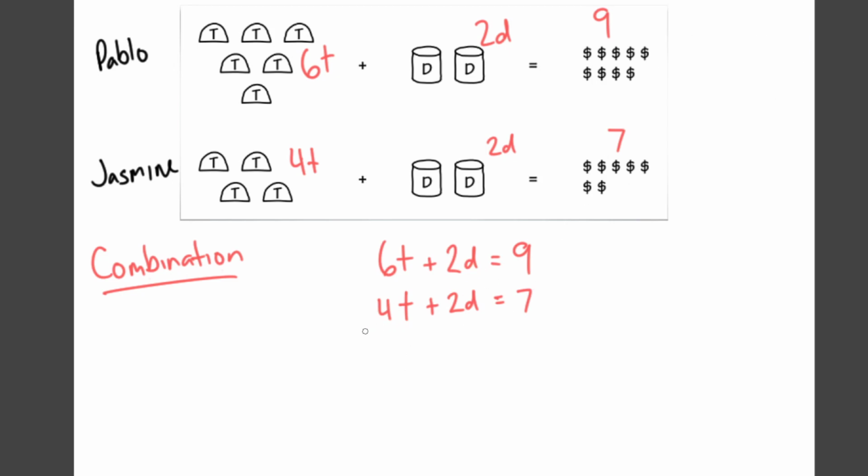Once again, just like I said beforehand, because these are 2 true statements, we can either add or subtract them. Let's start off with adding. Remember, our goal of combination is to eliminate either our taco variable or the drink variable. If I add these 2 together, I get 6 plus 4, which gives me 10 total tacos, plus 4 drinks, cost a total of $16.